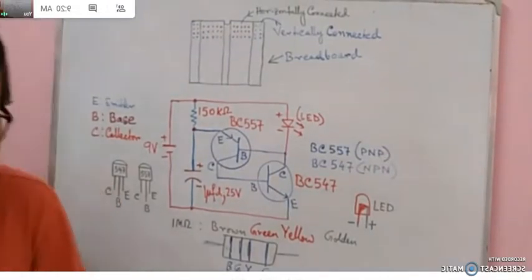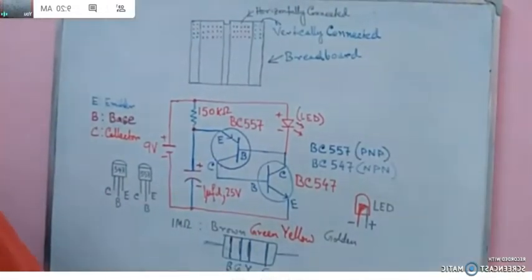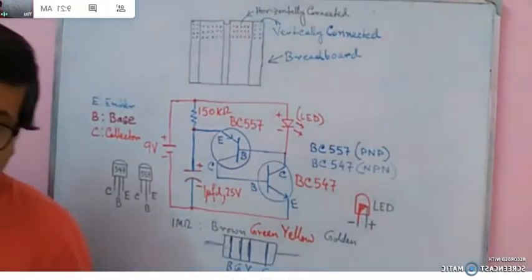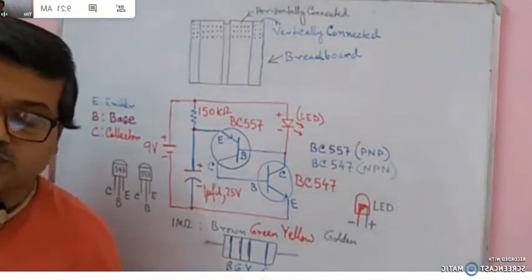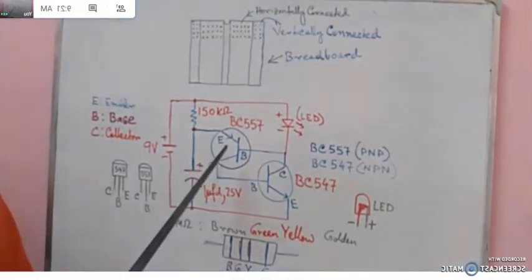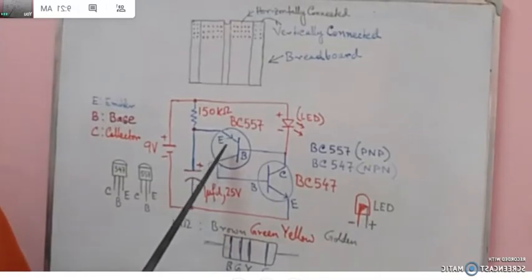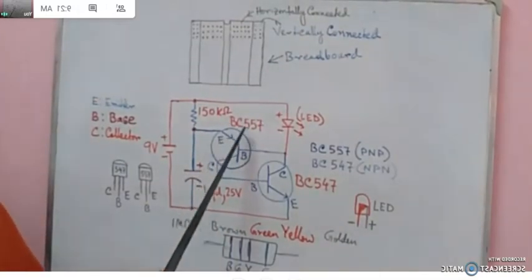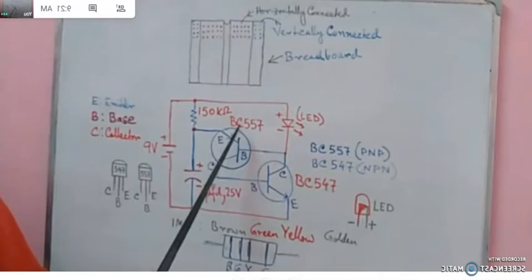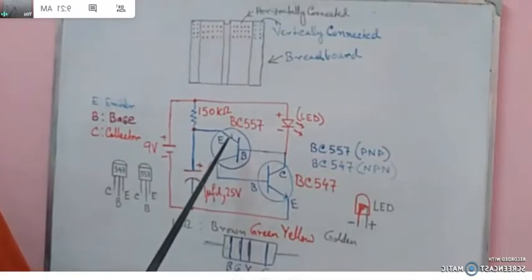Now, in this circuit diagram, we have used two transistors. That is one NPN and one PNP. See, this is one transistor. This transistor is BC557. Now, a transistor has three terminals, or three legs.